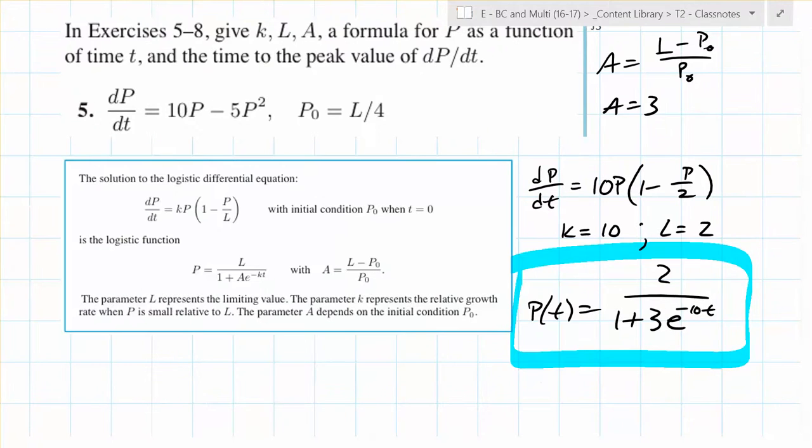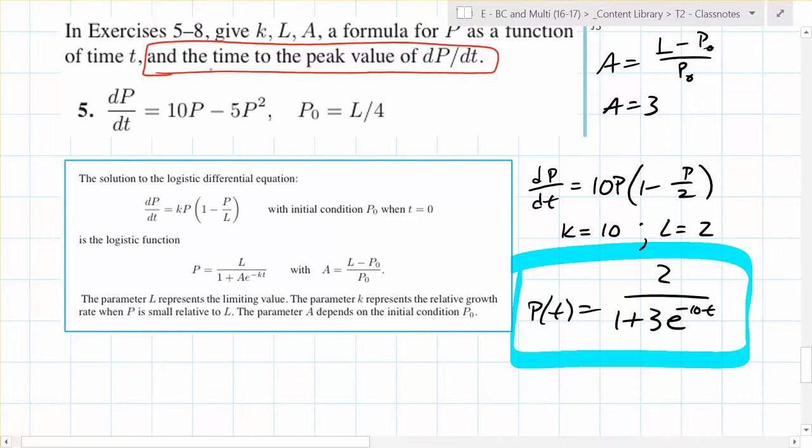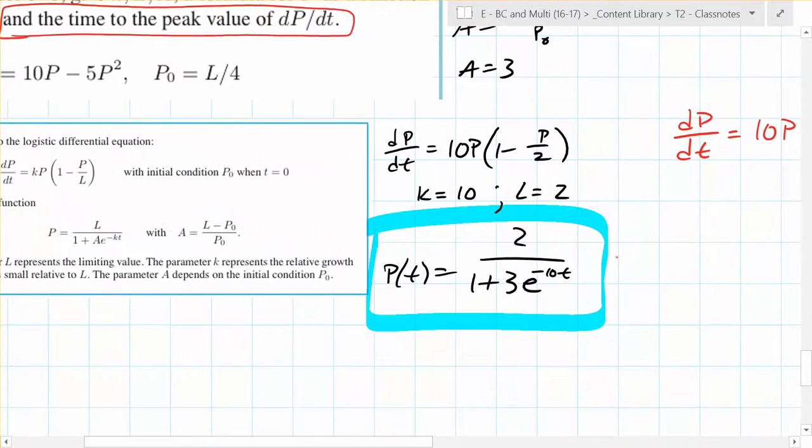So there is a second part to this. What is it? The time to the peak value of dP/dt. How do you figure that out? What do you have to set it equal to? L over 2. The fastest dP/dt gets, the largest it gets, is when the population is half the carrying capacity. Well, we know what L is, right? What is that? So it's just what?